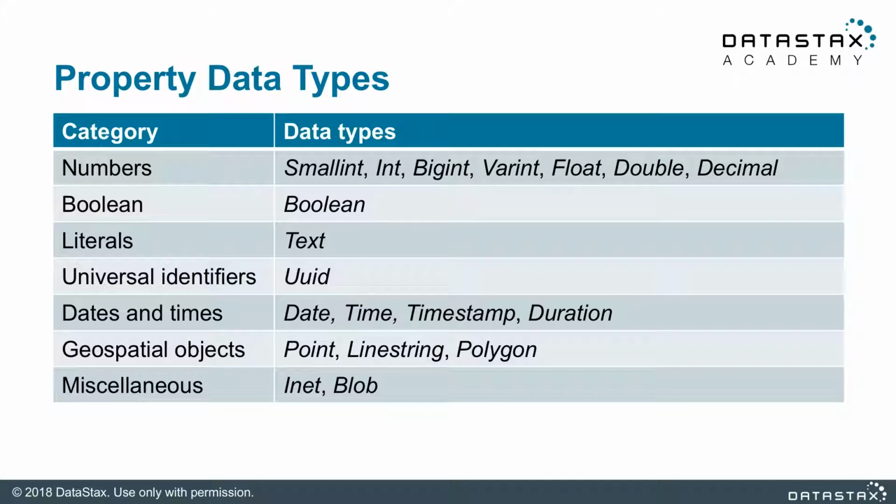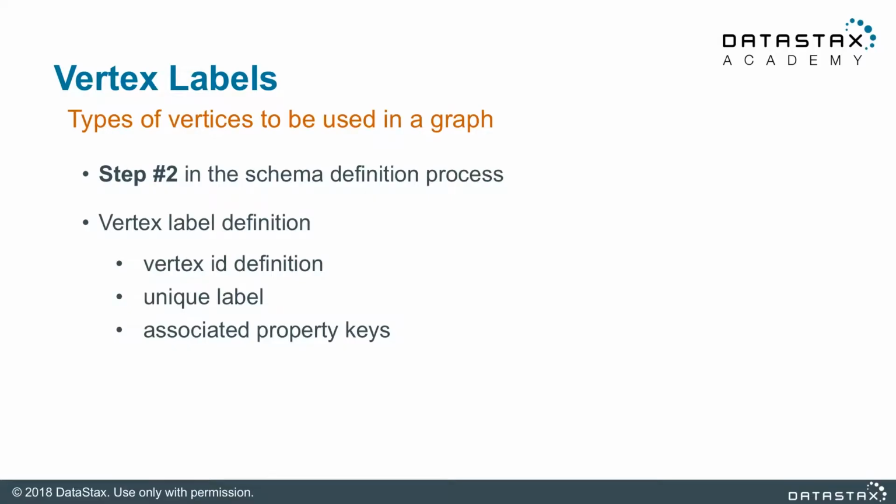As you can see, everything you'd expect is here. Everything from small ints to decimals to text, even geospatial objects. So now that we understand how property keys work, we're ready to talk about vertex labels. Vertex labels are your entities in the entity relationship model. They define the type of vertices in a respective graph.